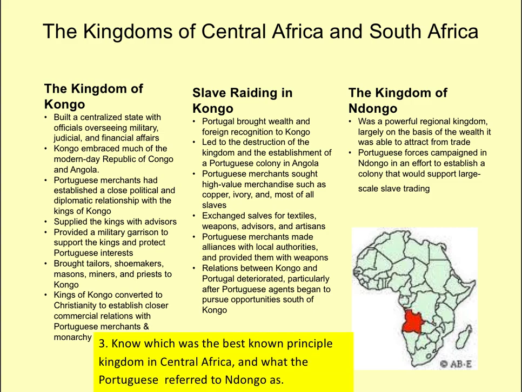Ndongo was the best known principal kingdom in Central Africa, and what the Portuguese referred to as Ndongo.